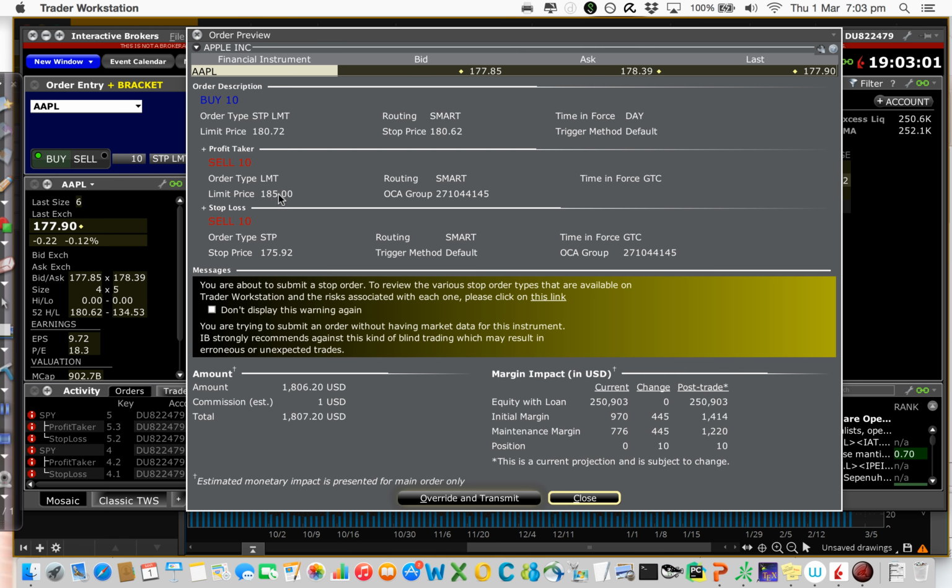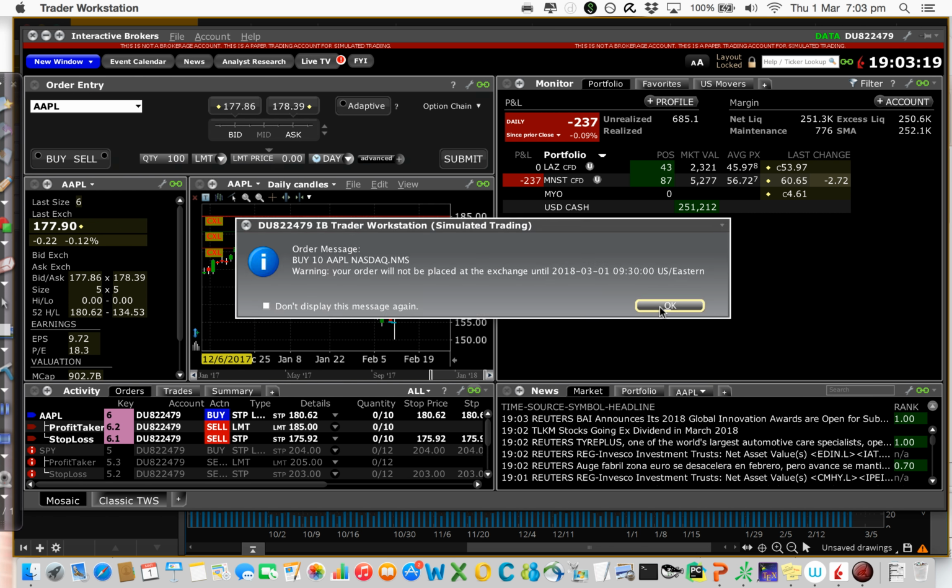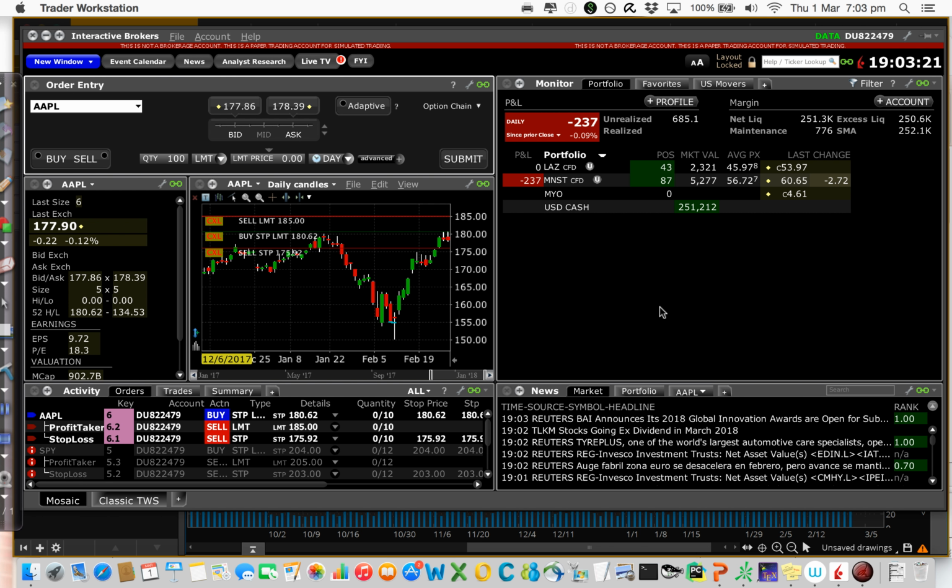Profit taker under 85 is a limit order, okay, good deal cancel. And the stop loss is a stop price under 75.92, good deal cancel. So when we are ready, we just click here, we accept, and we have submitted our order. And again here you can see, as for Thinkorswim, the 3 lines representing the buy, stop loss, and limit.